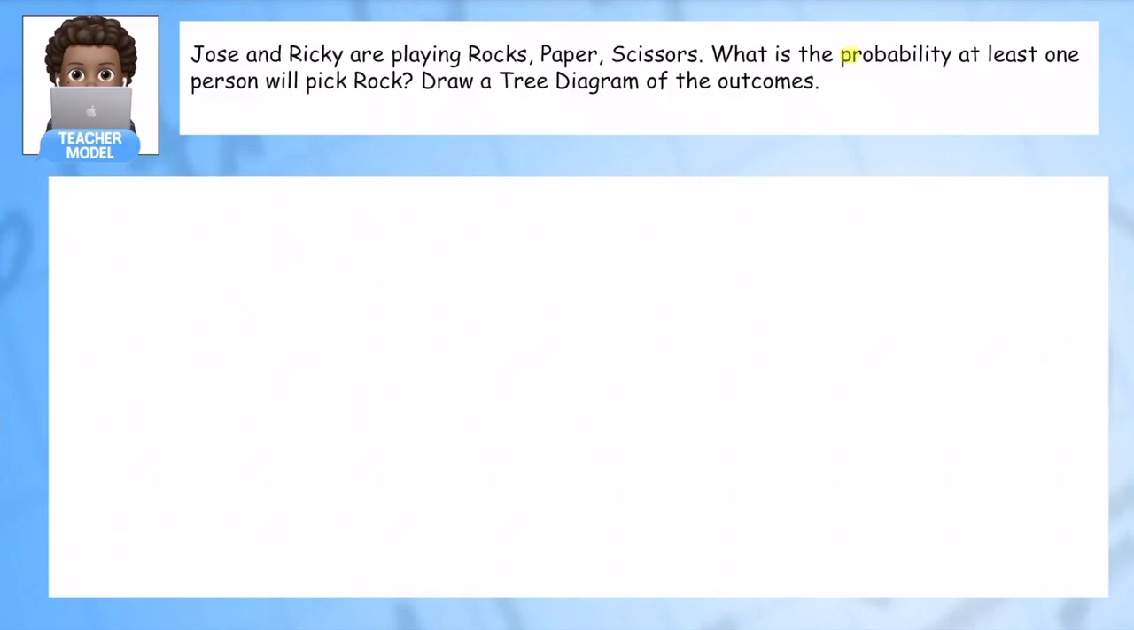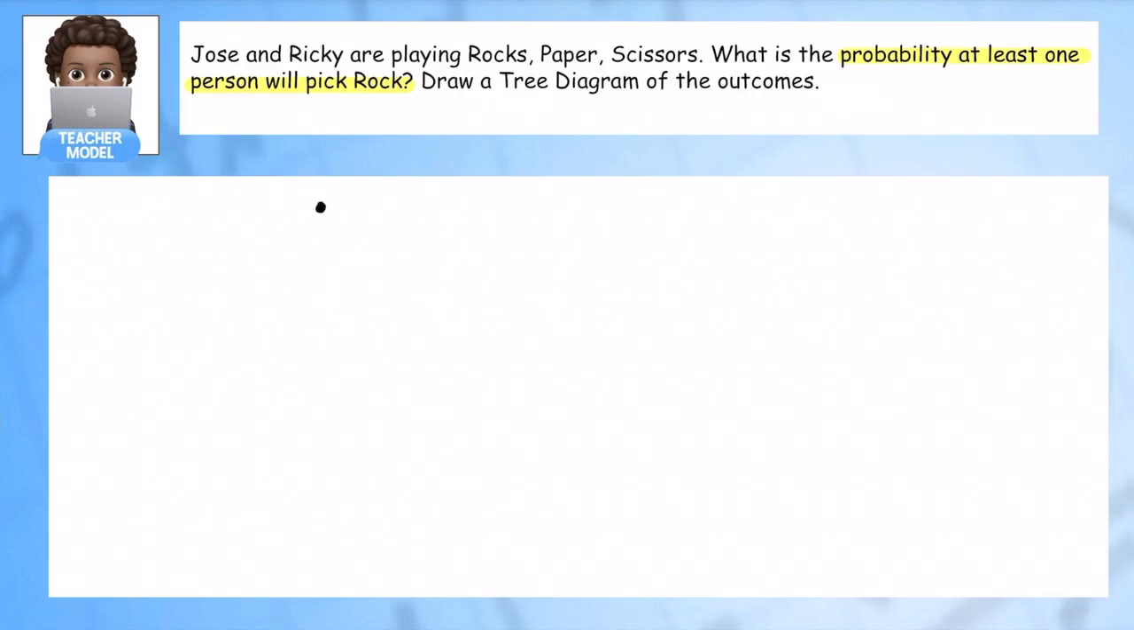So that's what we're going to look for. The probability of at least one person picking rock. We're going to draw a tree diagram of the outcomes. Okay, so they're playing the game. And what could be the first thing that happens in the game?